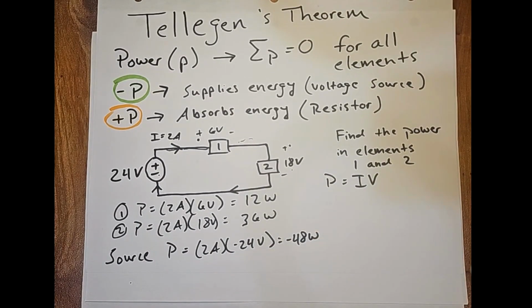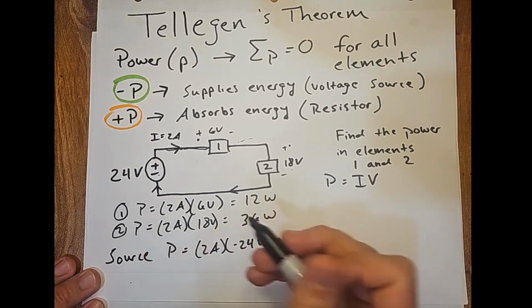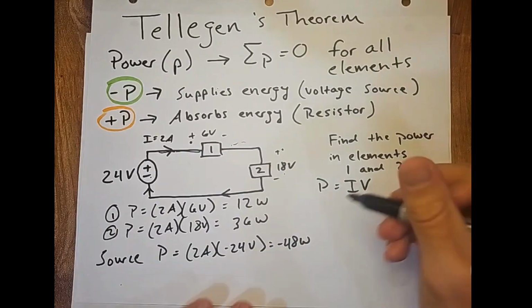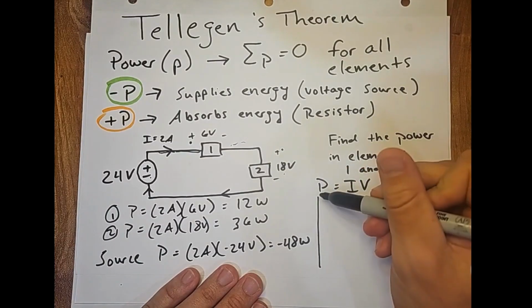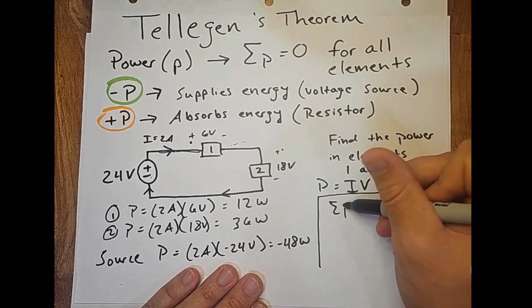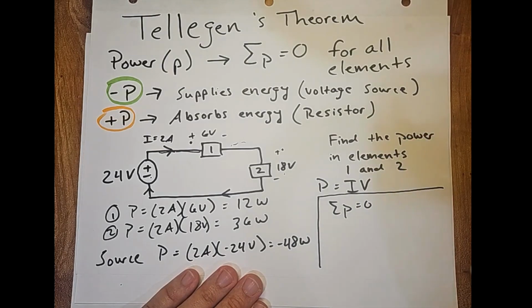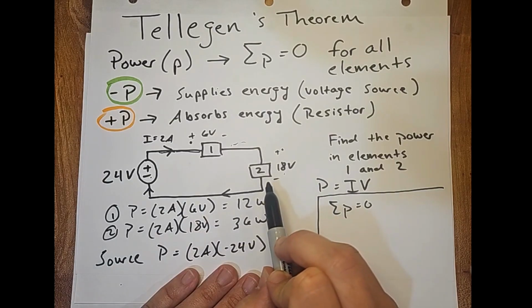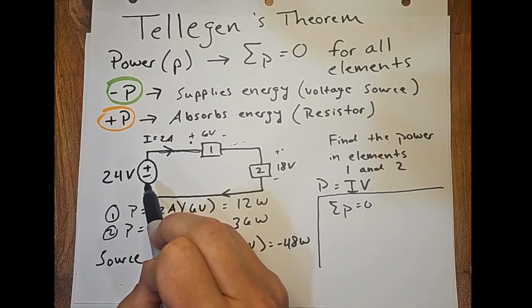Is Tellegen's true in this situation? So sigma P, let me go over here instead. Make a little box. Sigma P equals 0. All right, so let's find out if that's true. So power from element 1 plus power from element 2 plus power in our voltage source should equal 0.